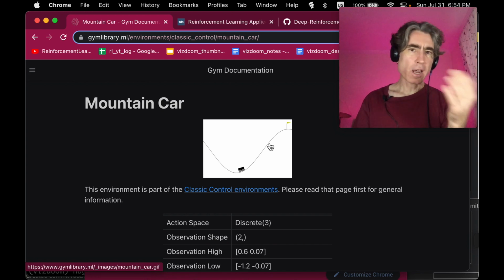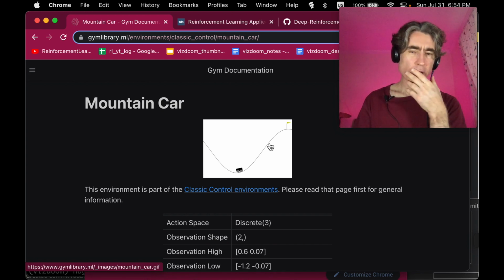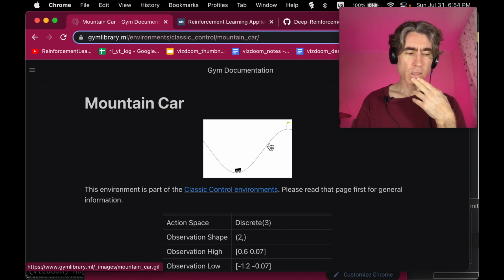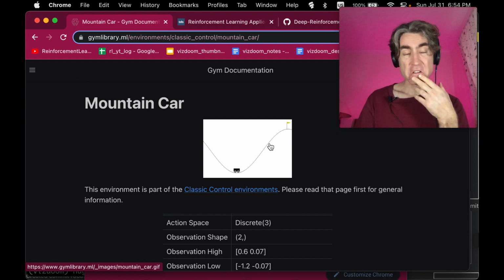So this is my plan. I'm going to try to solve Mountain Car with a few different methods. I guess I'm going to start with policy gradient because it's super easy. And I guess that's going to fail. But I don't know, I'm going to try it.